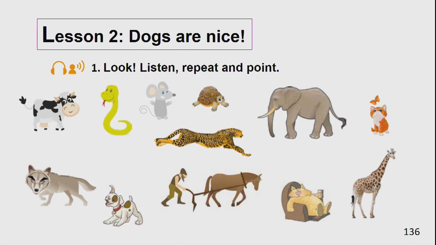Look at the board, please. What animals do you see? A cow, a mouse, a cat, a horse, a wolf, a snake. Anything else? Oh, you see a sloth. How do you say this word in English? An elephant. You see a dog? It's a baby dog, so we call it puppy. Then there is a kitten with a butterfly, a giraffe, a cheetah, and a turtle.